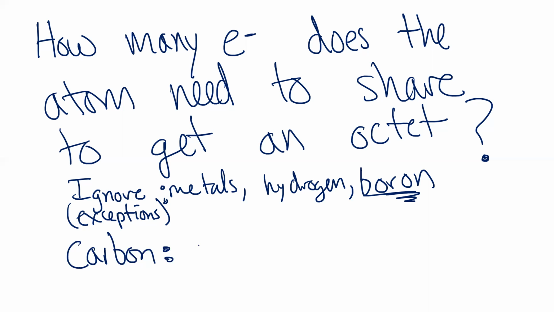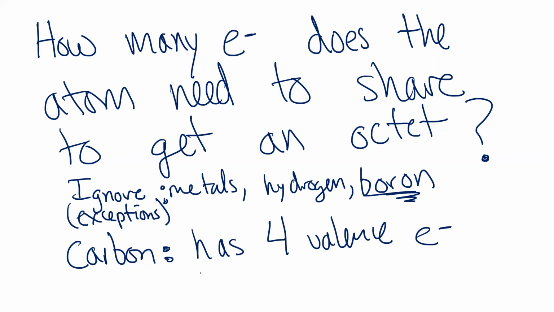Okay, so we'll start with carbon. An atom of carbon has how many valence electrons? Look at your periodic table. How many valence electrons does carbon have? Pardon? 4. You got 4 valence electrons. Okay.